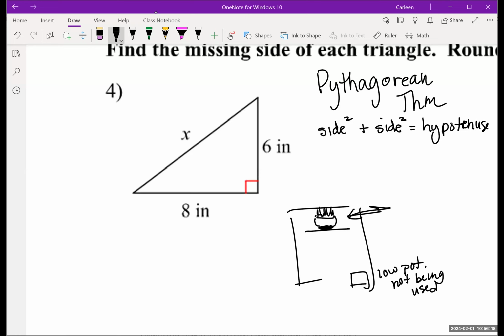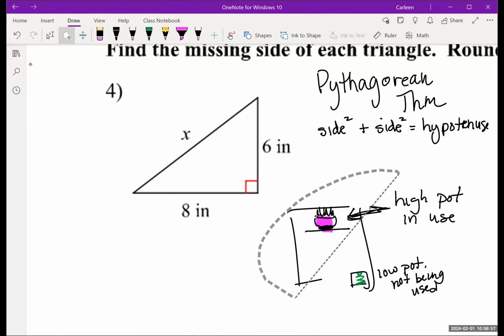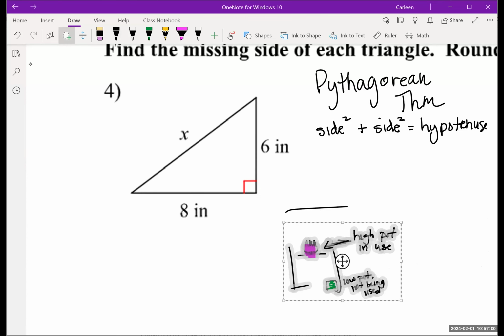That makes this one. What are we going to call this one? The green one, low pot, not being used. The pink one is high pot in use. Yeah, hypotenuse. That just made your day. Maybe not? Okay, going away. That needs to go away. Okay. High pot in use. Over here.